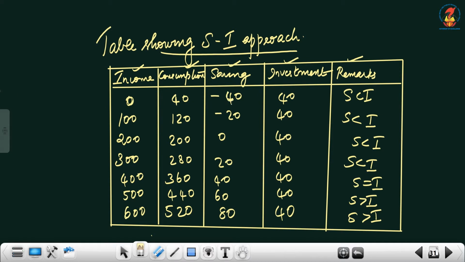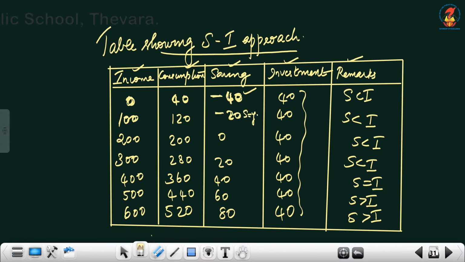Then saving comes as minus 40, because if consumption is 40, that is autonomous consumption, saving will definitely be minus 40. Then comes investment, which I told you is fixed for a particular period of time. Now we can see at 0 level of income, saving is minus 40, isn't it? Then at 100 level of income, saving is minus 20. How did you get the saving?